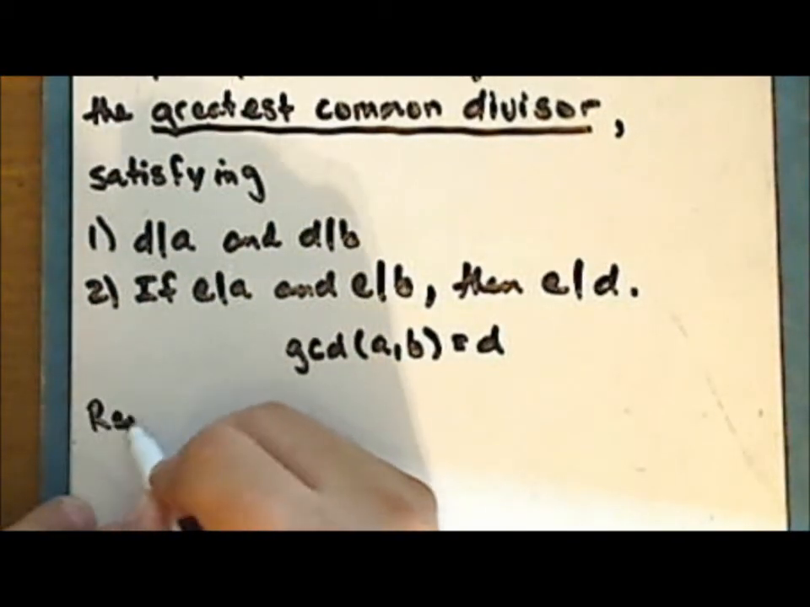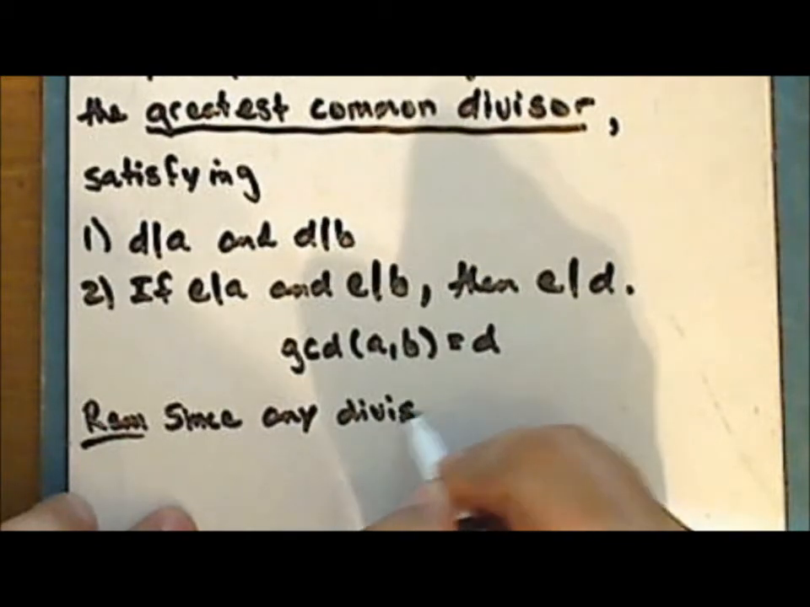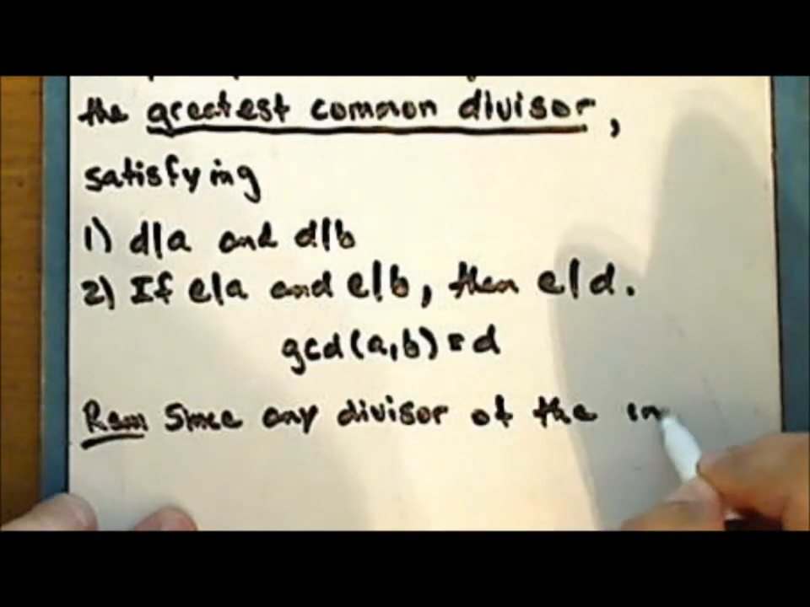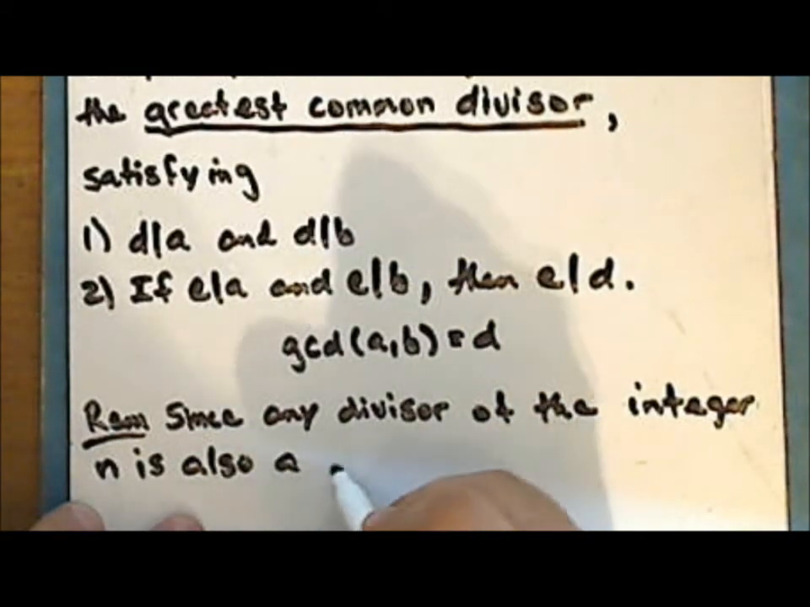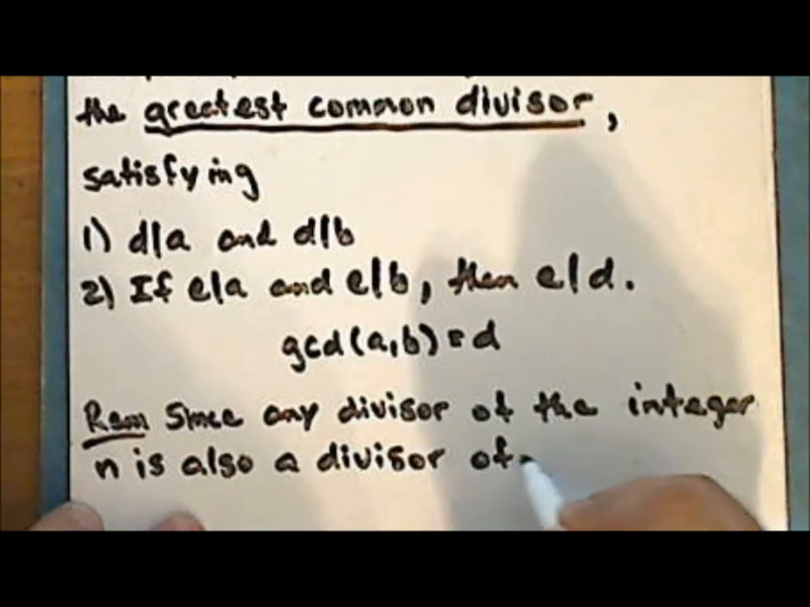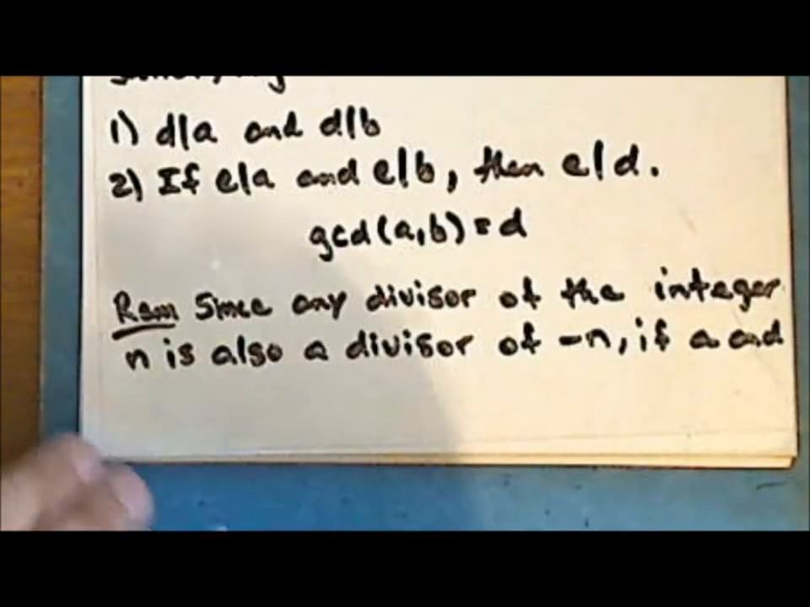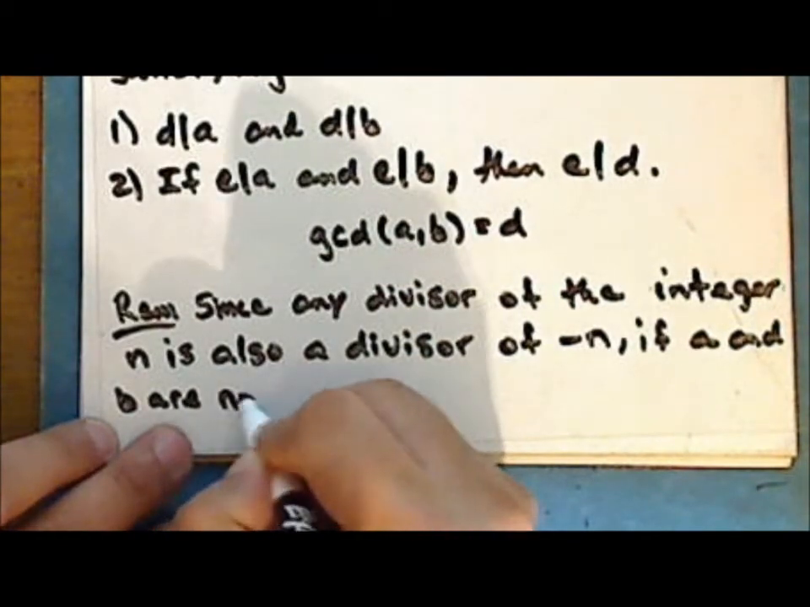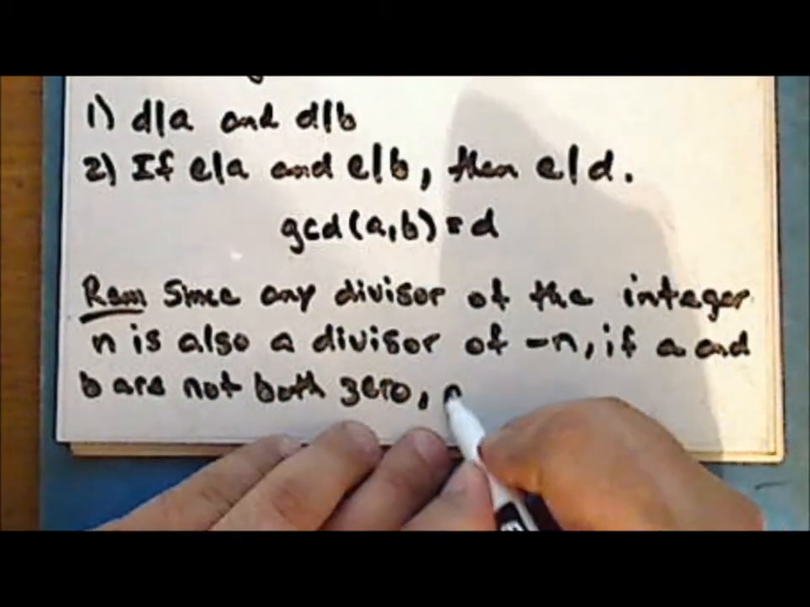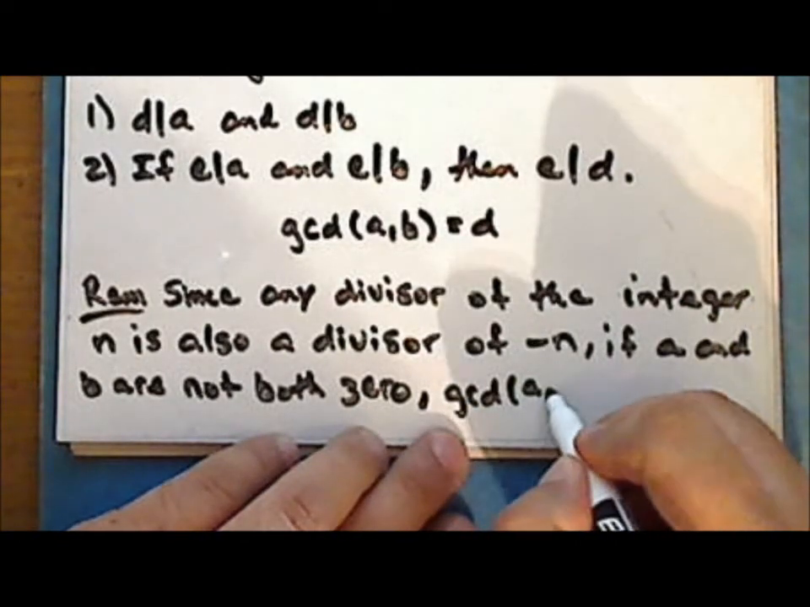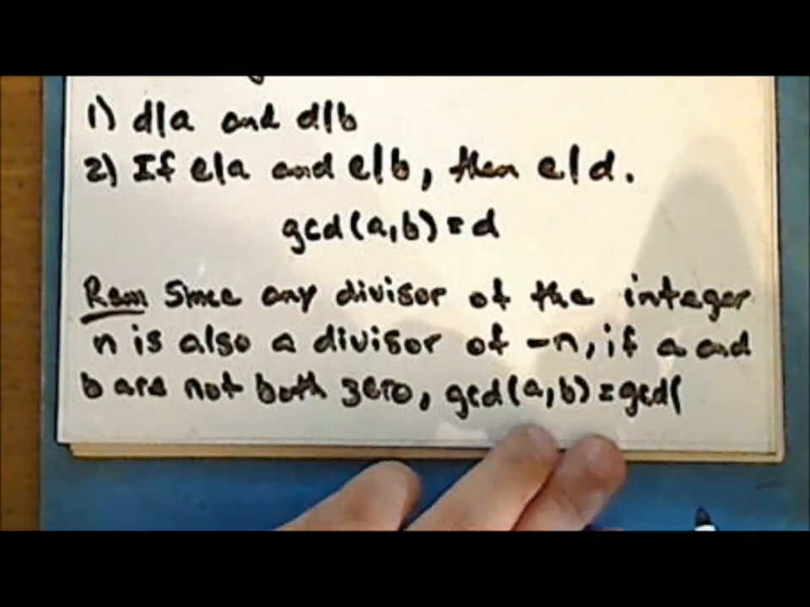Two things to point out immediately. Since any divisor of the integer n is also a divisor of negative n, if A and B are not both 0, then the greatest common divisor of A and B is the greatest common divisor of the absolute values of the integers A and B.